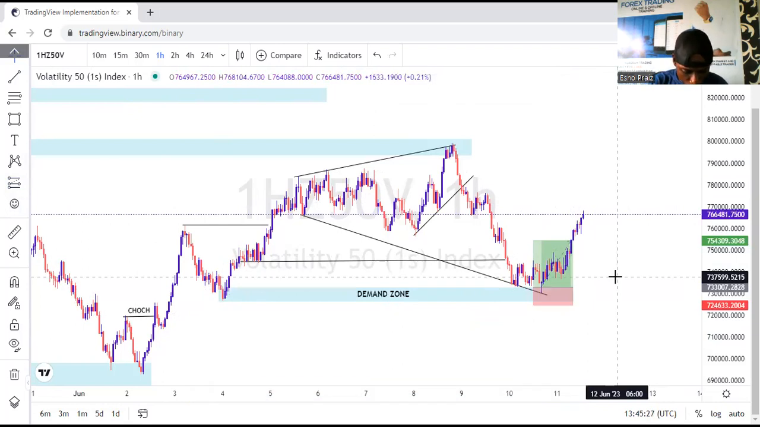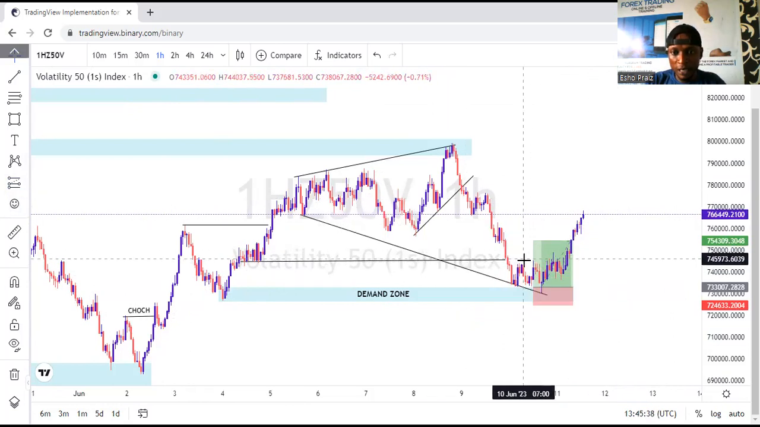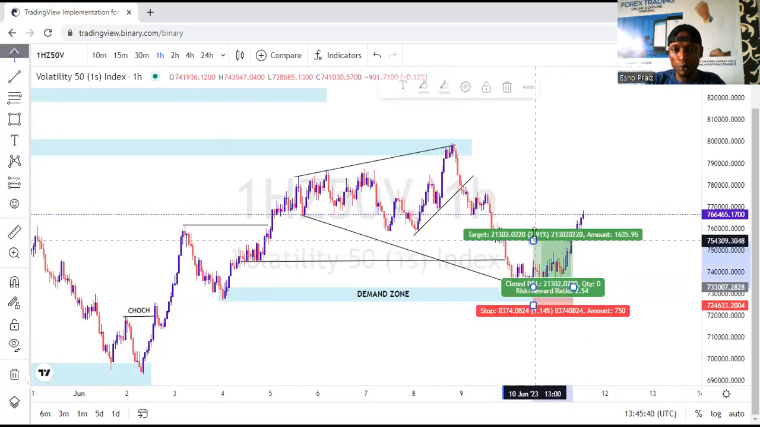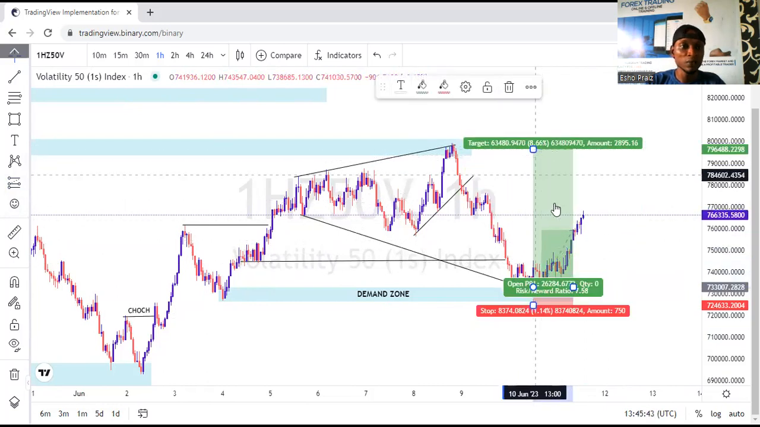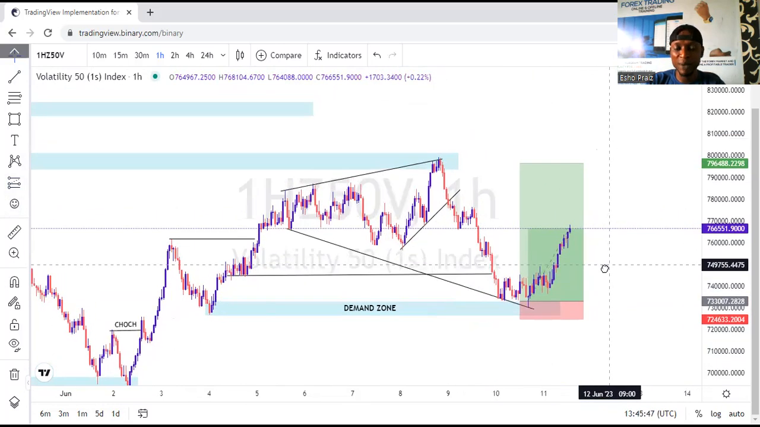Hold on, please. Let me just show you the results for you to be able to know that I caught the market. So now my first TP was around somewhere here. The market took it out, and now you know this one is very volatile. Volatility 50 first is very volatile. You can see how the market is buying.